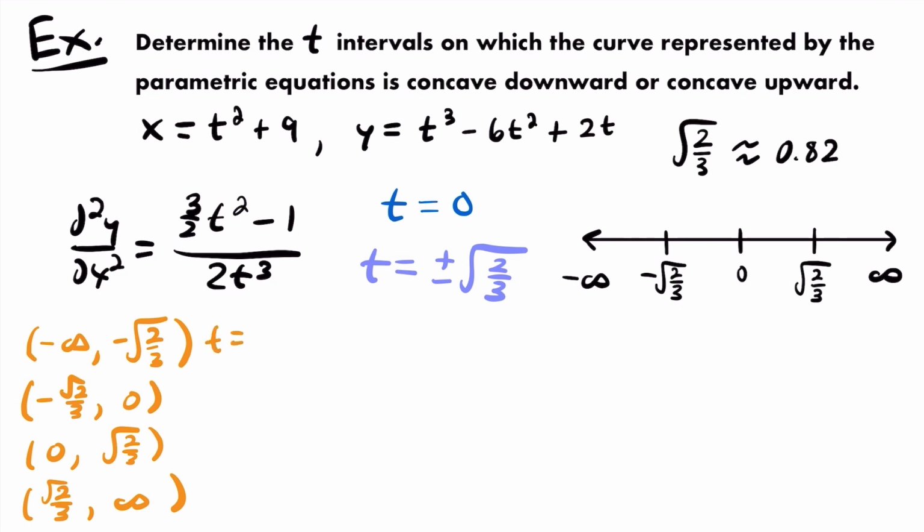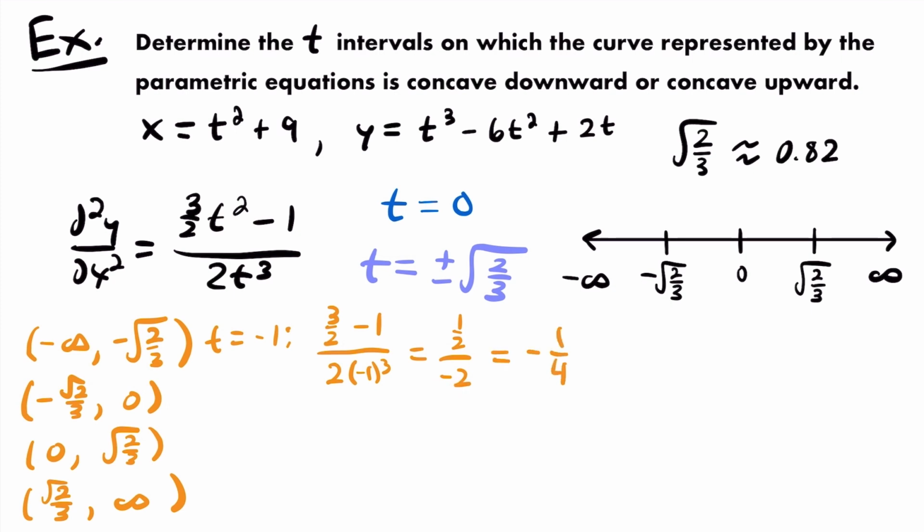So when t equals negative 1, we'll plug negative 1 into our second derivative. So we'll have 3 halves times negative 1 squared. Negative 1 squared is positive 1. So we'll have 3 halves times 1 minus 1 divided by 2 times negative 1 cubed. And negative 1 cubed is negative 1. And so we have 2 times the negative 1. So this is equal to 1 half, right? 3 halves minus 1 is 1 half, divided by 2 times the negative 1, which is negative 2. And 1 half divided by negative 2 will be negative 1/4.